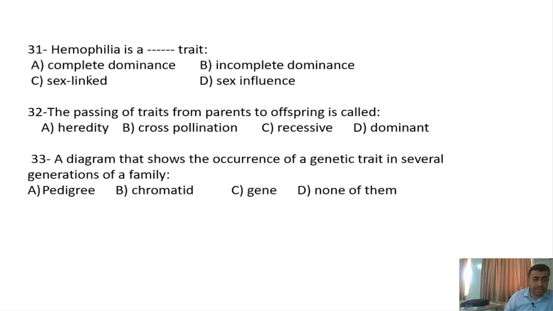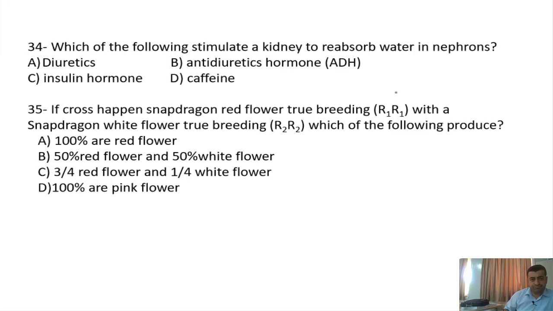Hemophilia is a sex-linked disorder. In chapter 1, section 3, there are two sex-linked disorders, hemophilia and color blindness. 32. The passing of trait from parent to offspring is called heredity. A diagram that shows the genetic trait in several generations will be, of course, pedigree. Which of the following stimulates a kidney to reabsorb water in nephrons? It will be antidiuretic hormone or ADH.